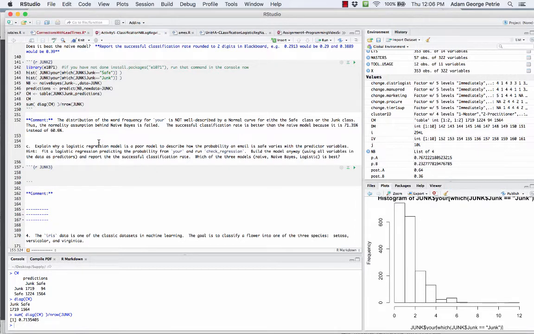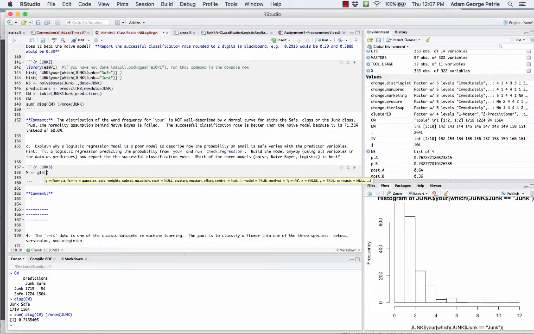In part C, we're asked to explain why a logistic regression model would be a poor model to describe how the probability of an email being safe or junk varies with the predictor variables. And we're given a hint that, once again, look at the word frequency your and look to see if just a simple logistic regression predicting safe versus junk from this one variable looks like it is well described by that logistic model. So let's fit that simple model here.